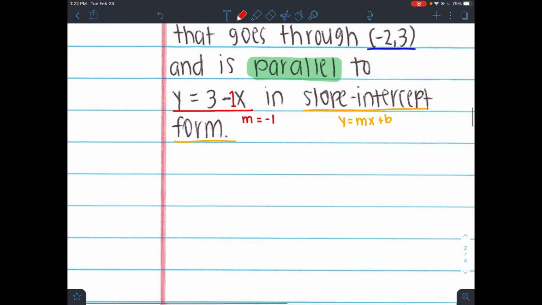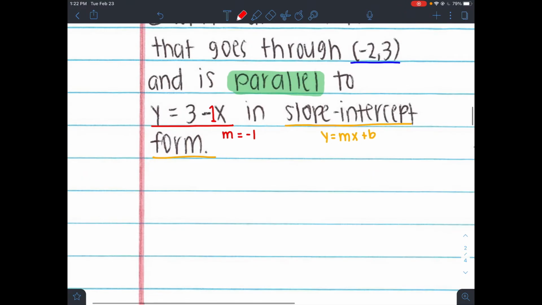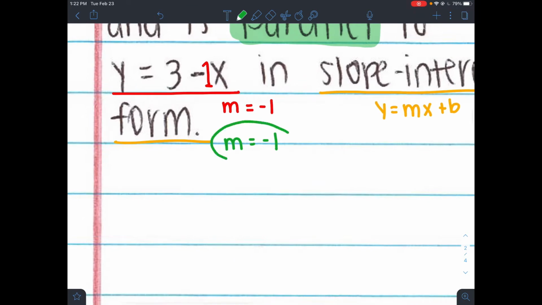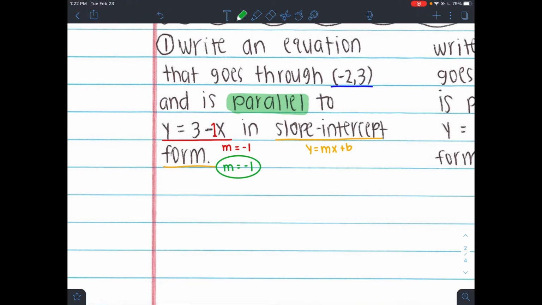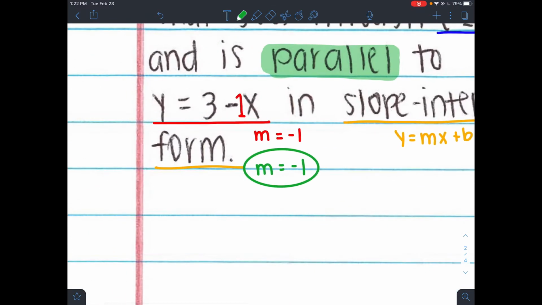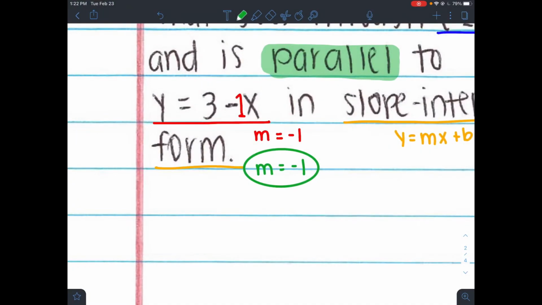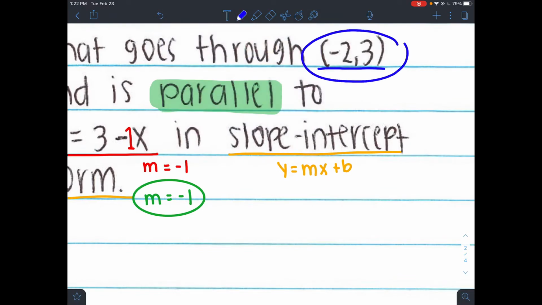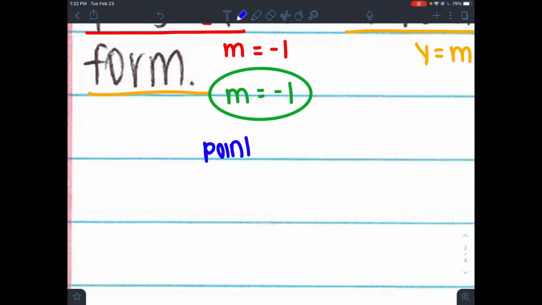Now the question is, if we want to make a parallel line, should I use this exact same slope? The answer is yes. So we want to keep the slope as -1 because we want a parallel line. Remember, parallel lines have to have the same slope. So the blue line has a slope of -1. We want the new equation to have a slope of -1 as well, but we want it to go through this point. So now I have a slope, and I have a point.